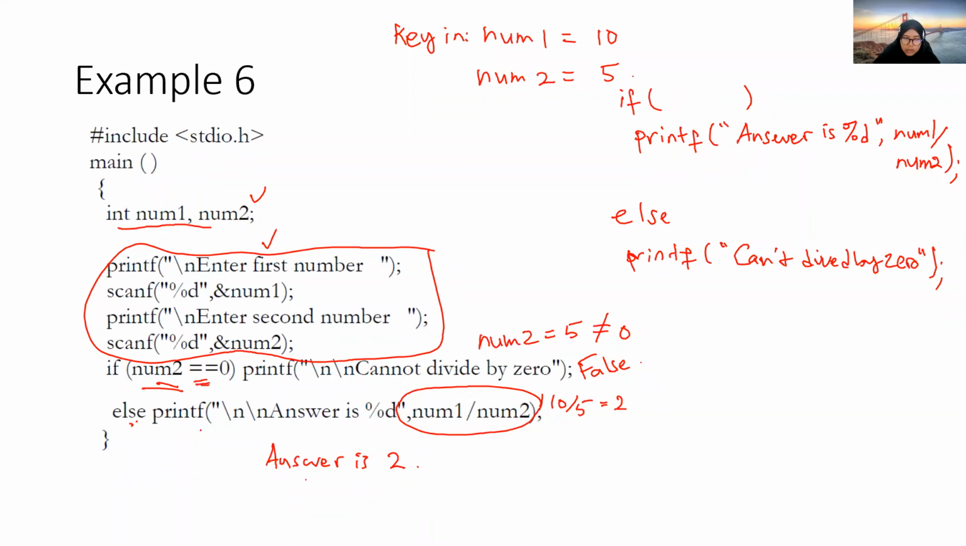Because this one is equal to 0. So num1, if num2, if you understand from this point, num2 is equal to... okay, so num2, this condition is saying equals to 0. So therefore, the false statement means that num2 is not equal to 0. This is the true condition. This is the false condition. You don't have to specify the false condition.